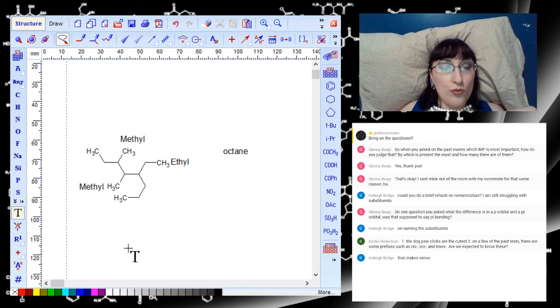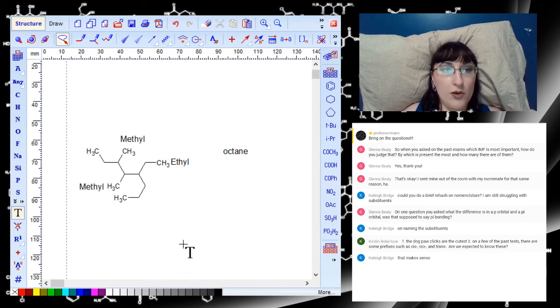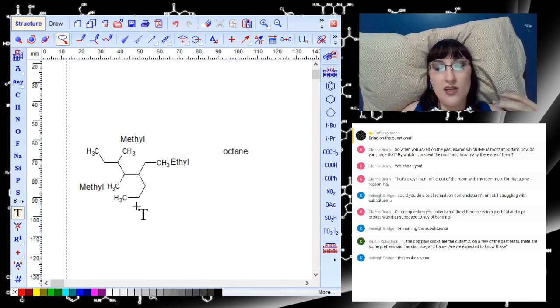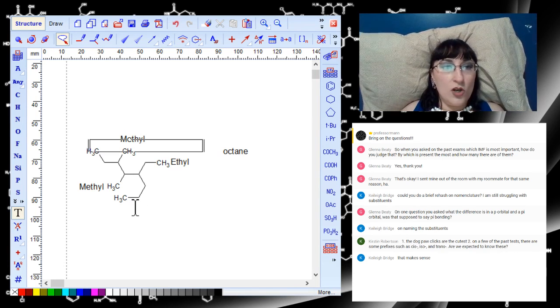Then I go through and I have to pick the numbering, which is going to coincide with the substituents having the lowest possible number. So that would mean that this carbon over here would have to be carbon 1.